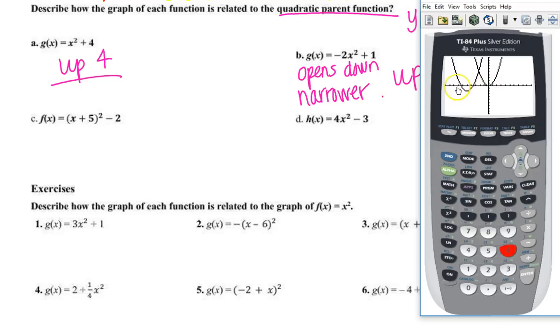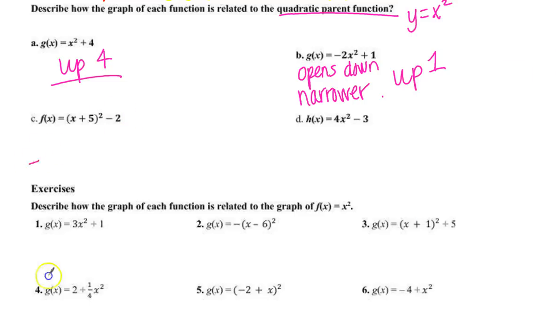It actually moved left. And if I count it from 0, it moved left 1, 2, 3, 4, 5. It moved left 5, and then it moved down. And if I count it, that's down 2. And that makes sense because of this guy right here. So this moved left 5, down 2.